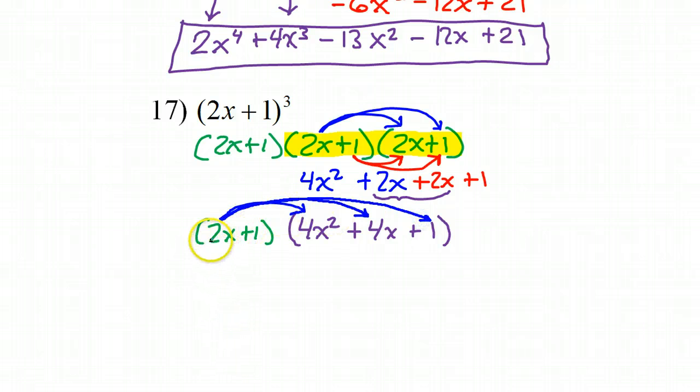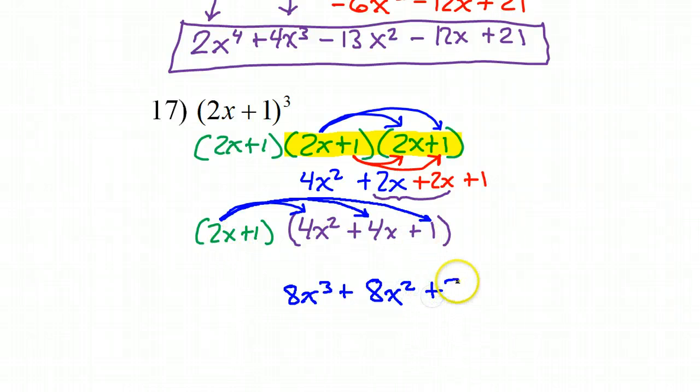If I do that, 2x times 4x squared is going to be 8x to the third power. 2x times 4x is going to be 8x squared. And 2x times 1 is just going to be 2x. So I took the 2x and I distributed. Now I'm going to take the positive 1 and distribute that.